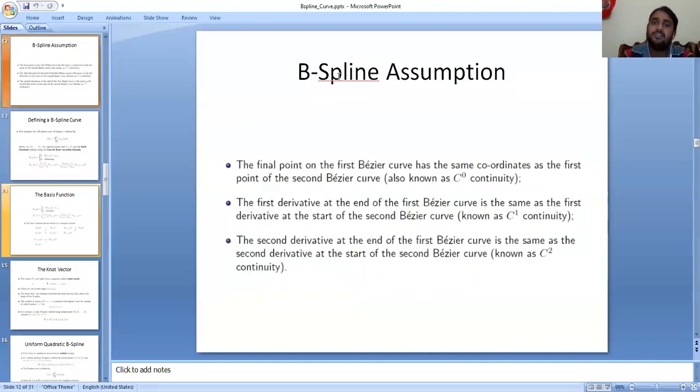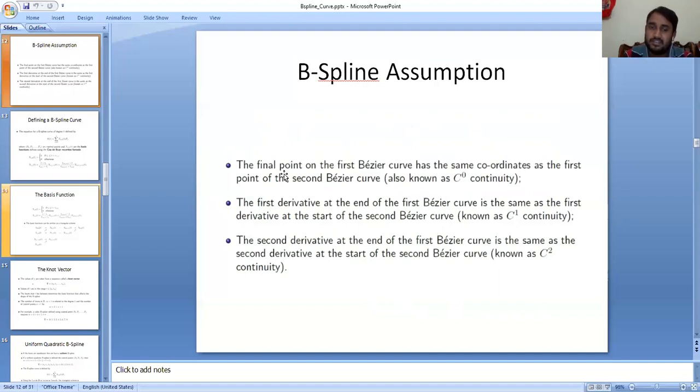So there are some assumptions while drawing the B-spline curve. First, the final point on the first Bezier curve has the same coordinate as the first point of the second Bezier curve. This is called the C0 continuity, what I have told you previously. It must be continuous. There must not be any gap between the curves.